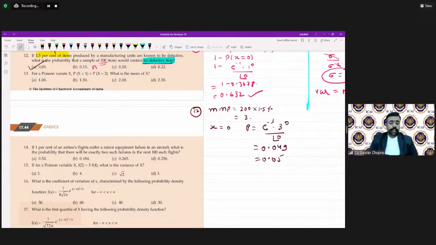So now, similarly, you can try question number 13 also. P(x equal to 1) and P(x equal to 2) is given, and we have to find out the mean of x. We have to calculate the mean of x.